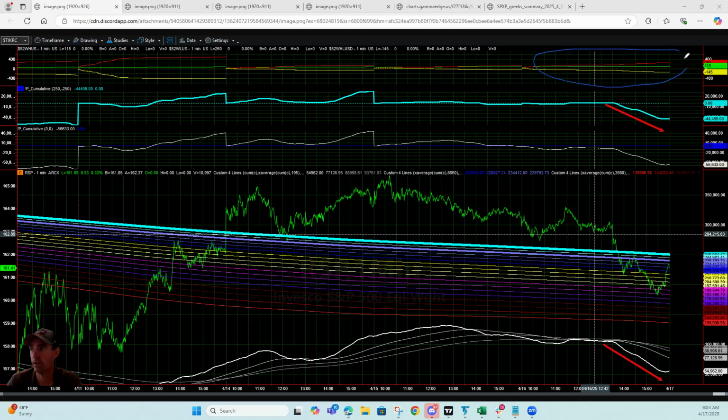Also, our breadth indicator here, new highs versus new lows. You see, obviously, the new lows, more stocks being sold versus being bought, expanding into the afternoon. So again, sellers maintain control of the overall market.